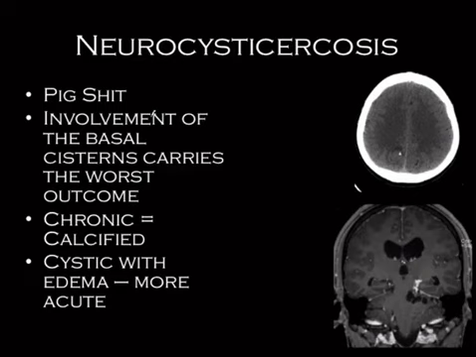As it gets chronic, then that's when it gets calcified. So it has different stages. I talk about them in my book, but the thing that I think is the most high yield is the chronic ones are calcified, and the cystic ones that have a bunch of edema. That's what it looks like when it's in its acute phases.